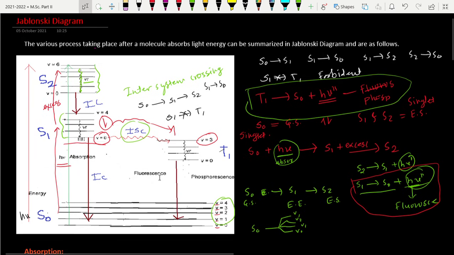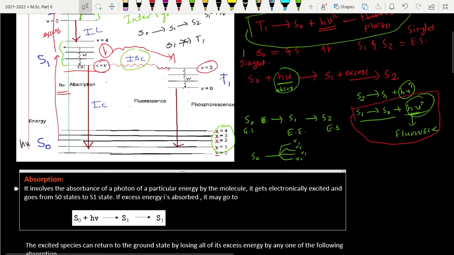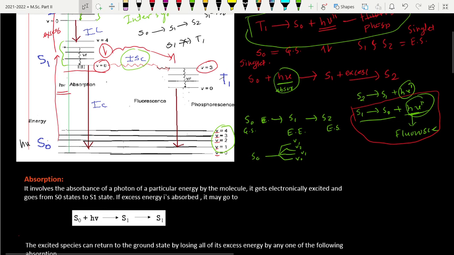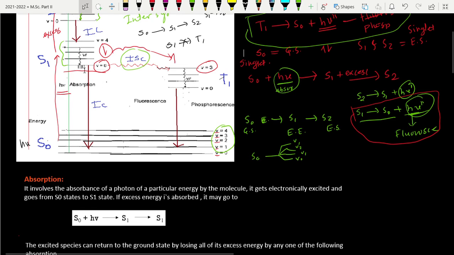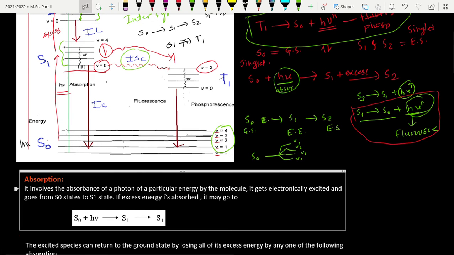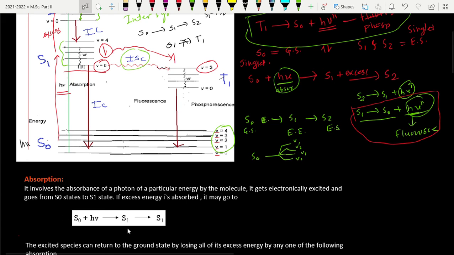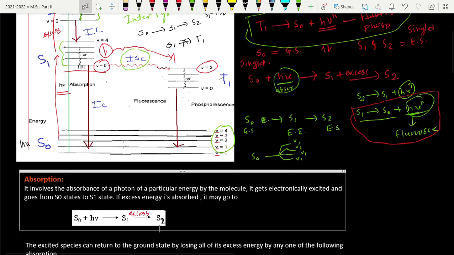But now let us consider one by one. Here the description is there. The first step of the Jablonski diagram is absorption. When the molecule absorbs a photon of a particular energy, it gets electronically excited. As I said earlier, it undergoes electronic excitation from S0 to S1 state. If it possesses excess energy, then it goes to a higher excited state, that is S2. You can see here as we discussed earlier.